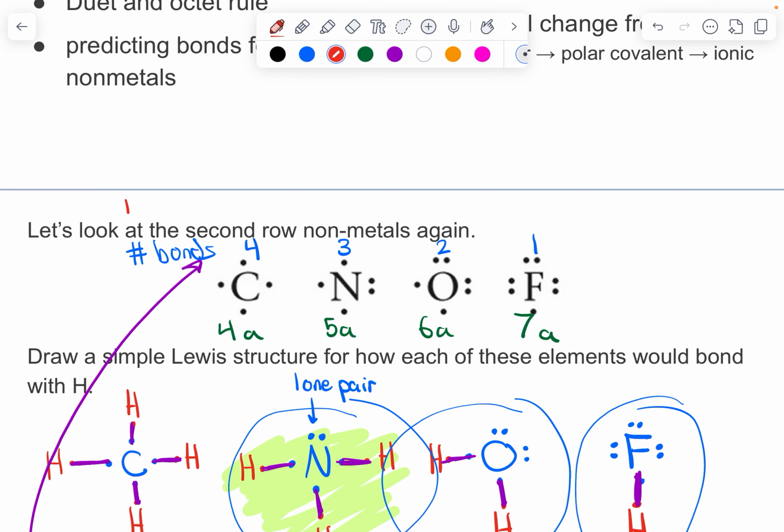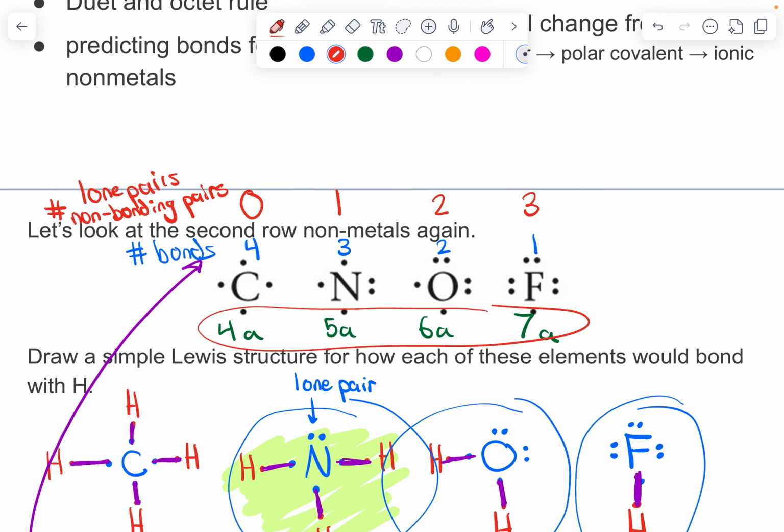just to emphasize it. The number of lone pairs or non-bonding pairs have to add up to a total of 4 pairs, right? So you're basically just taking 4 minus the number of bonds. So for carbon, you're going to have no non-bonding pairs. For nitrogen, you're going to have 1. For oxygen, you're going to have 2. And then for the halogen group, you're going to have 3. Remember, this applies to everything in that group, not just the elements that we're showing. We're just using those as examples.